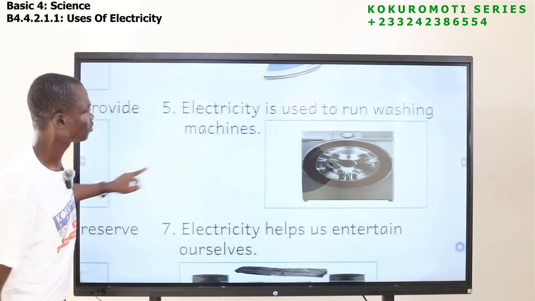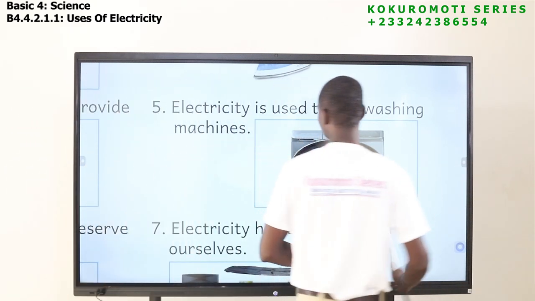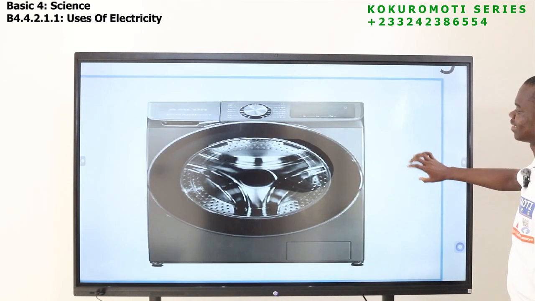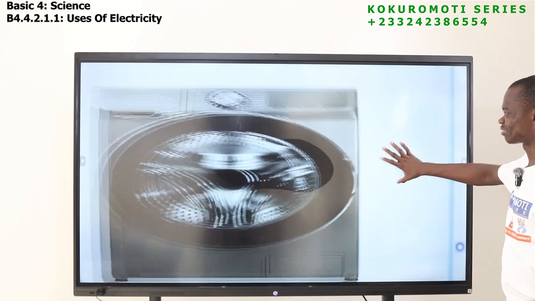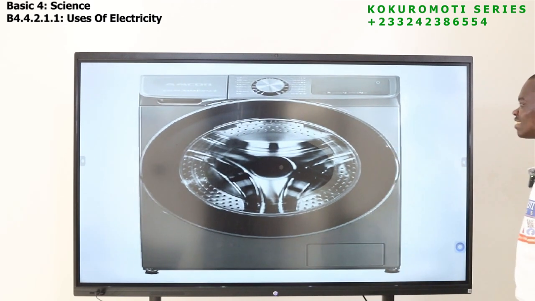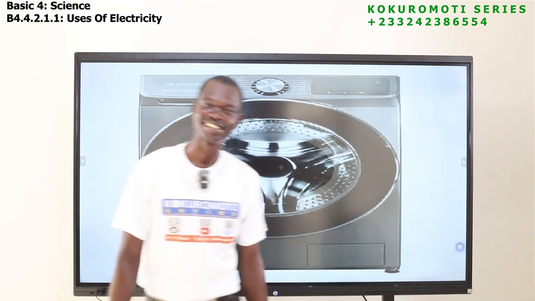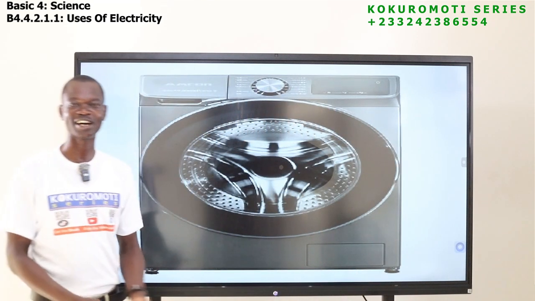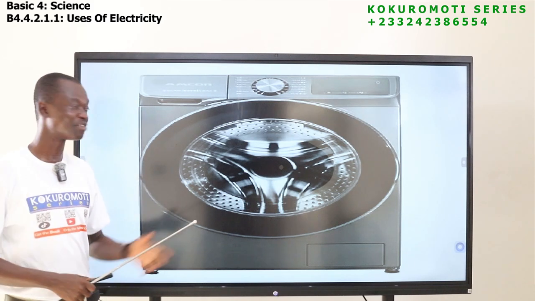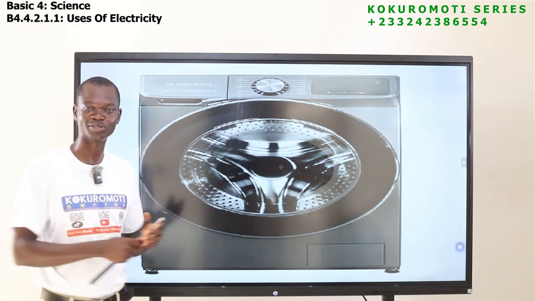Now the next one is here. Electricity is used to run washing machines. So those who are lazy like me, those who don't have time, not that you are lazy, but you don't have time to wash, so you need to get what? A washing machine. If you're a busy person like me, you always have to get something like this so that your washing can be done. But if you have this and there is no electricity, you use your manpower to wash.